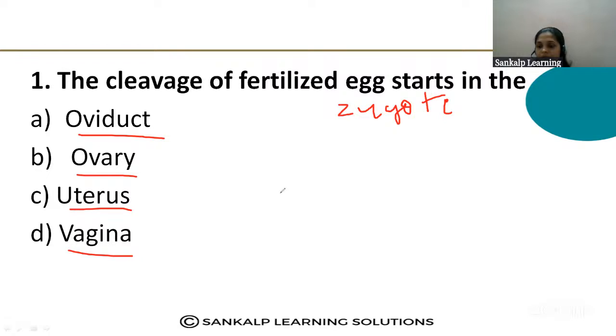Yes, Mallappa, your answer is correct. That is at the oviduct, the cleavage of the fertilized egg. The fertilization occurs at the ampullary region, and after that, inside the oviduct only, the cleavage of the fertilized egg starts. No, uterus is the wrong answer.